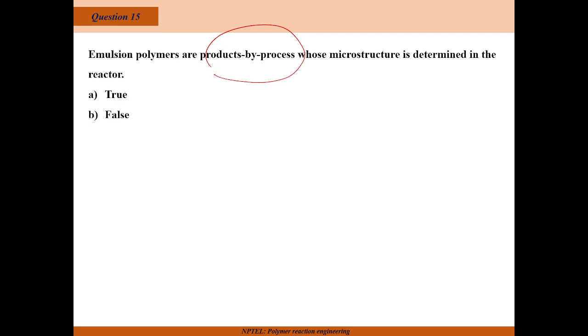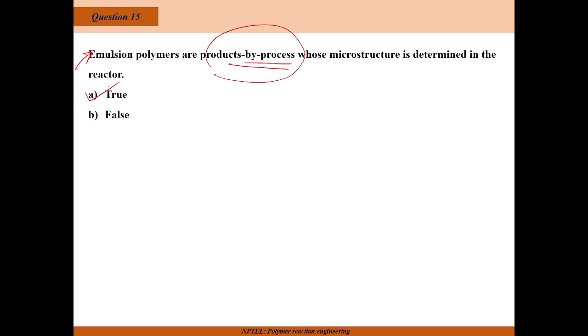So basically, this is a definition for emulsion polymers. It's a true statement. That was explained in the lecture also. It is a basic fundamental statement for emulsion polymers: it is product by process. Polymers are product by process. This is a term that is generally used in manufacturing.